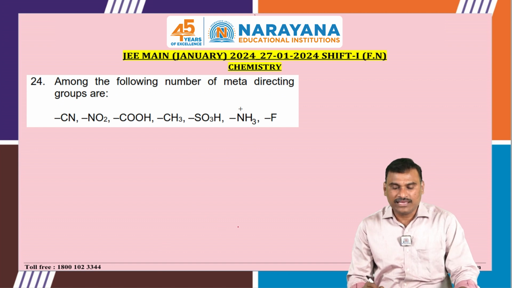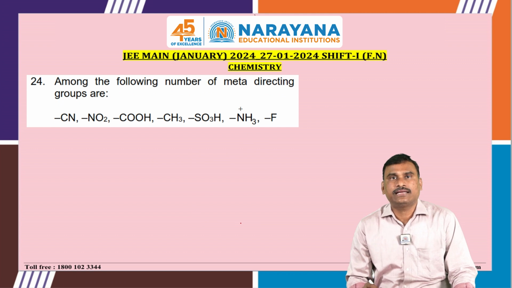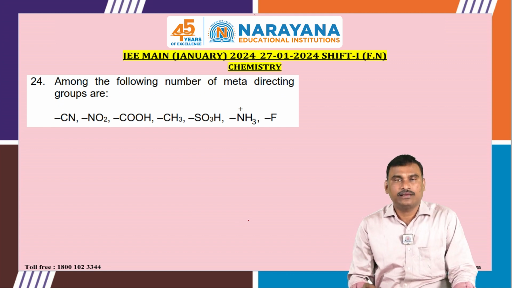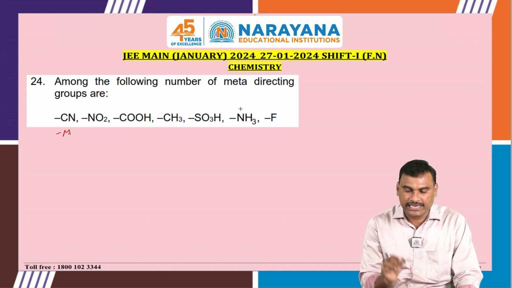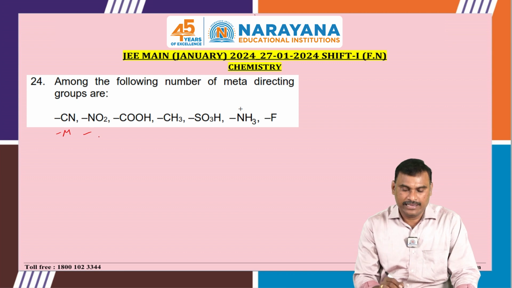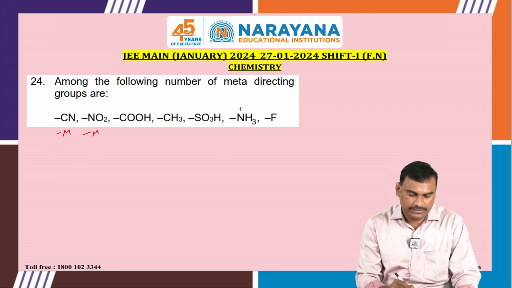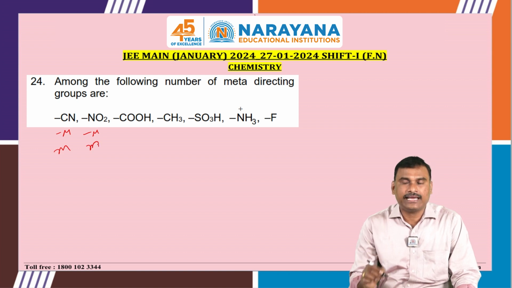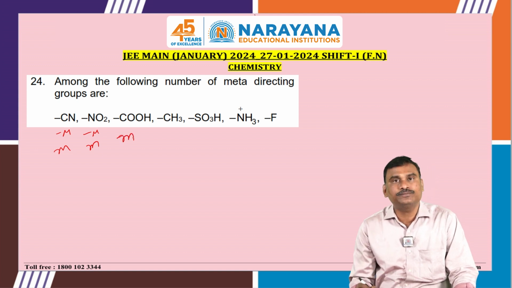Question 24: Among the following, the number of meta-directing groups, that is, the directive influence on benzene in electrophilic substitution. Cyanide is a -M and -I group, therefore it is a meta-directing group. NO2 is a -M and -I meta-directing group. COOH is also a -I and -M group, a meta-directing group.